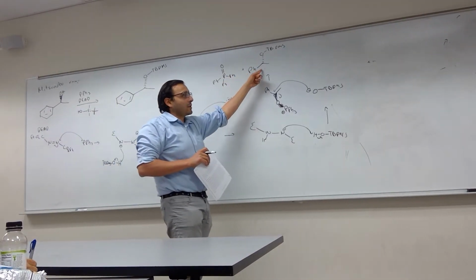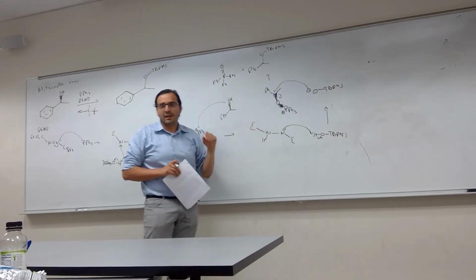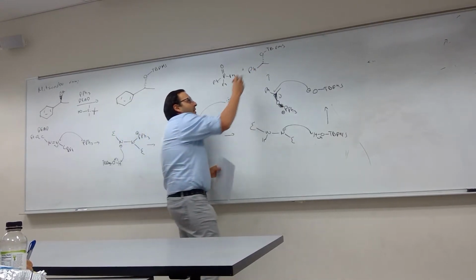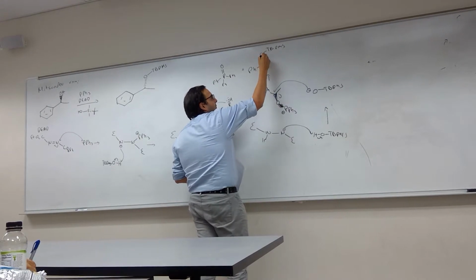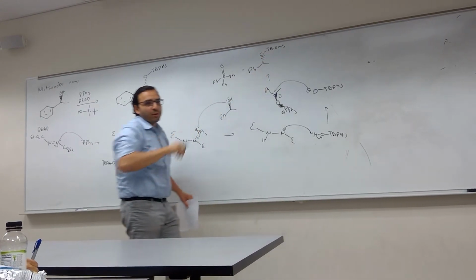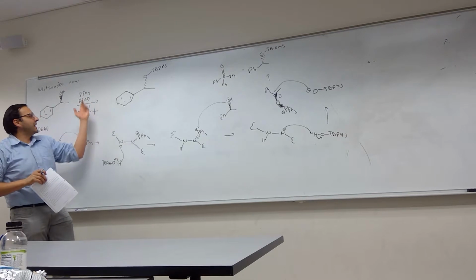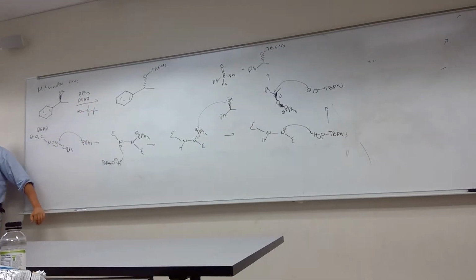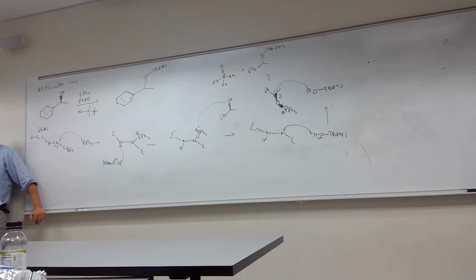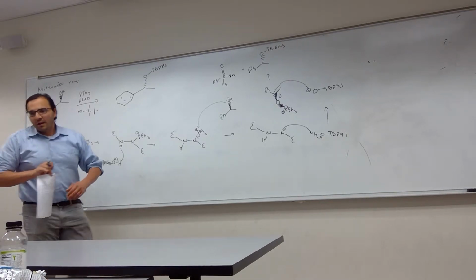And so then, with the inversion of configuration, you have your OTBDMS, which is your nucleophile. Now the silane is a protecting group. Silyl compounds are very common protecting groups. So do you guys know how to take them off? You'll see them very constantly. You need to know how to take off a silyl group. With fluoride.